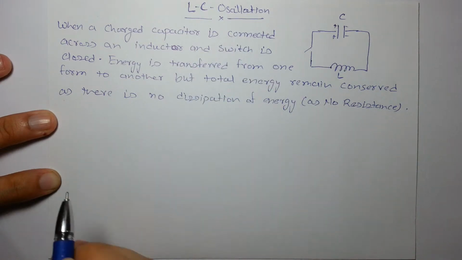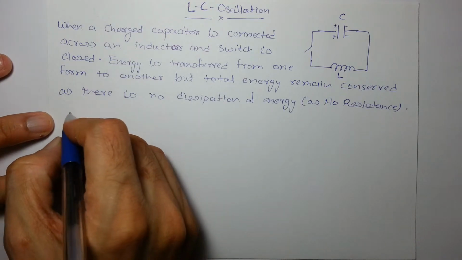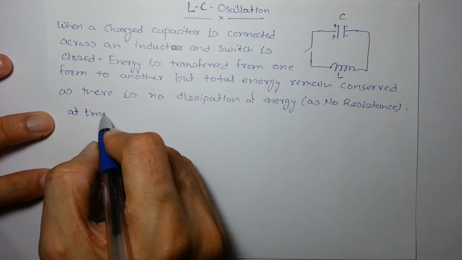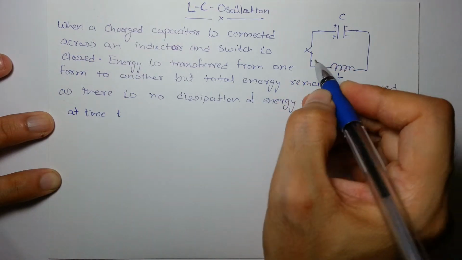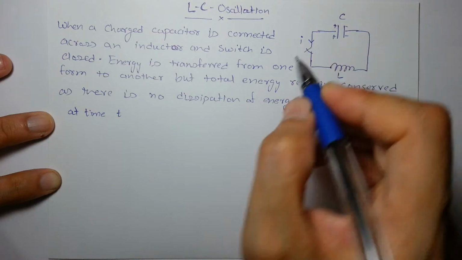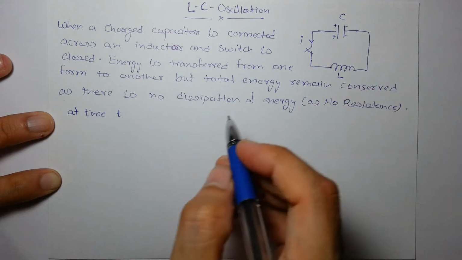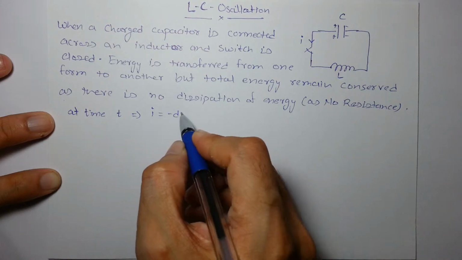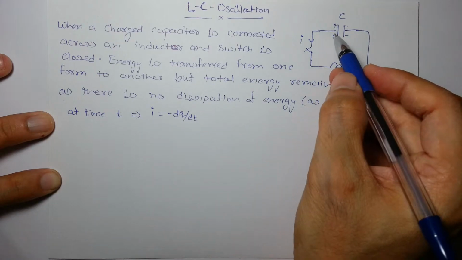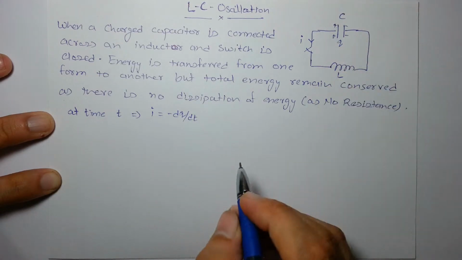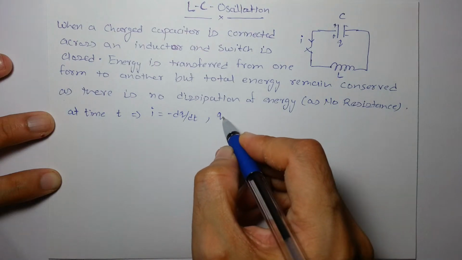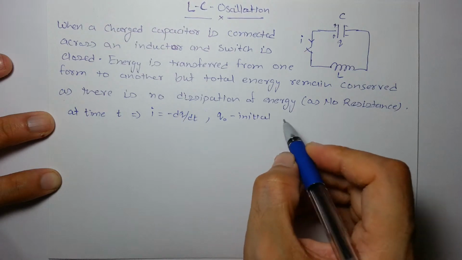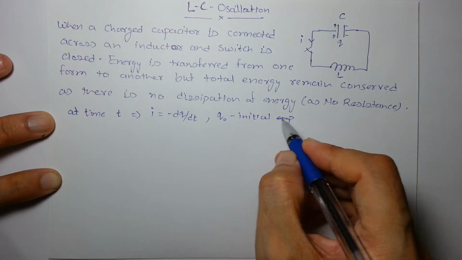Okay, so let's say at any time t after closing the switch, the current flowing is I. So we can say I is basically minus dq by dt, because the charge is decreasing on the capacitor, and q naught is the initial charge on the capacitor. कैपेसिटर पर शुरू पर इतना चार्ज था.